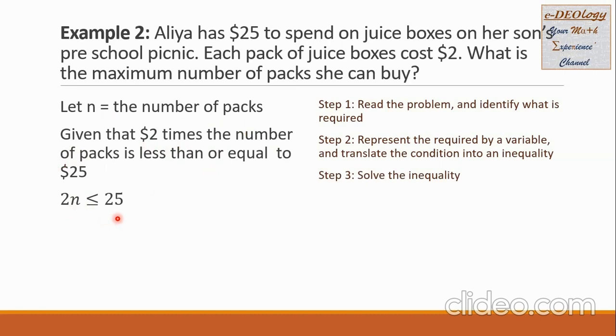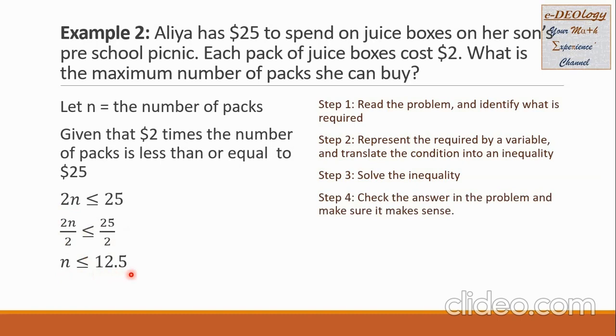We will solve now the inequality, and that is our step 3. In solving, we would want to make n have a coefficient of 1. So we will divide this inequality by the coefficient of n, and that is 2. So now it becomes 2n over 2 is less than or equal to 25 over 2. And we can cancel the coefficient and the divisor. So n is less than or equal to 12.5.